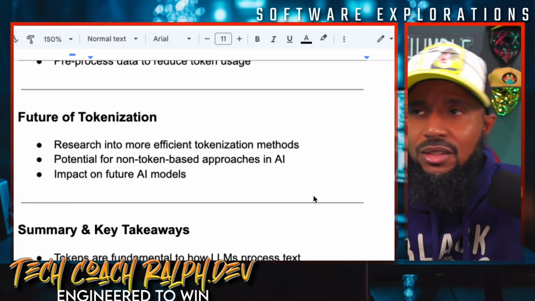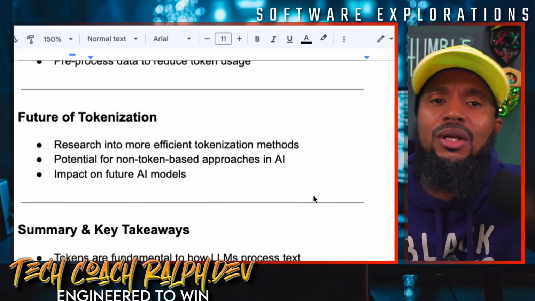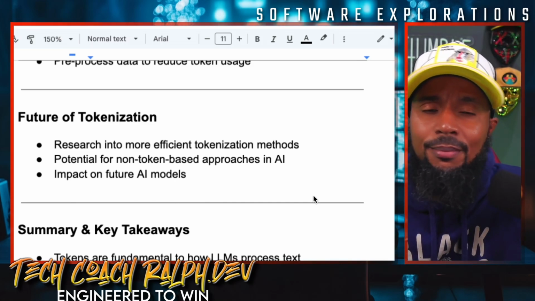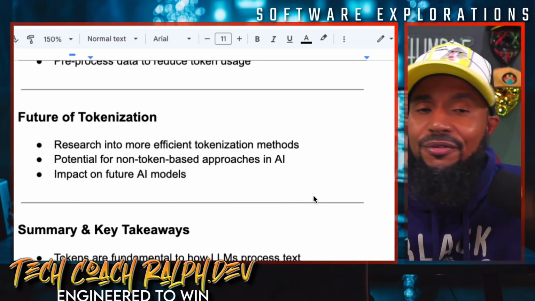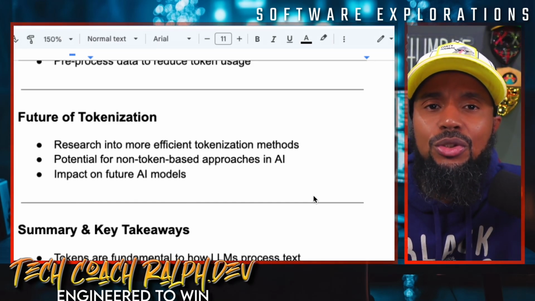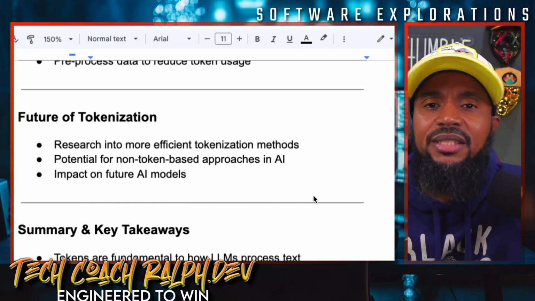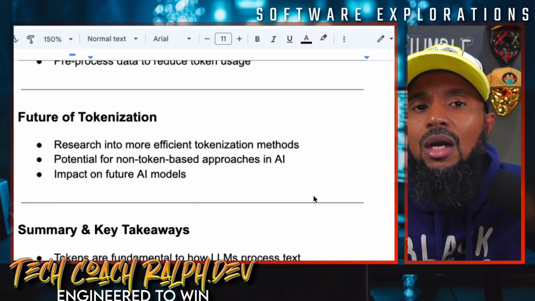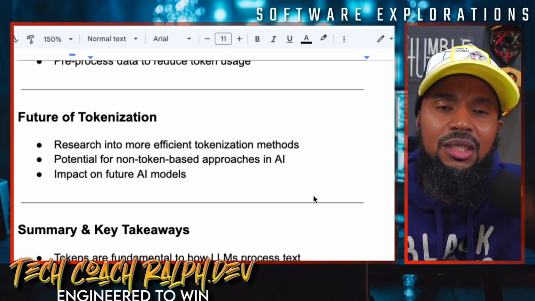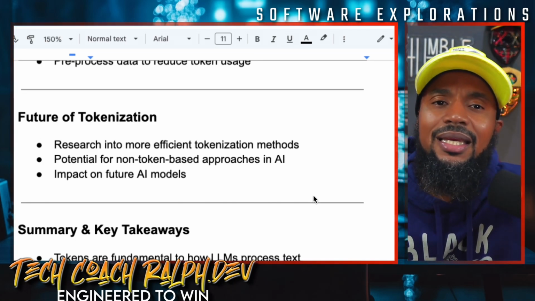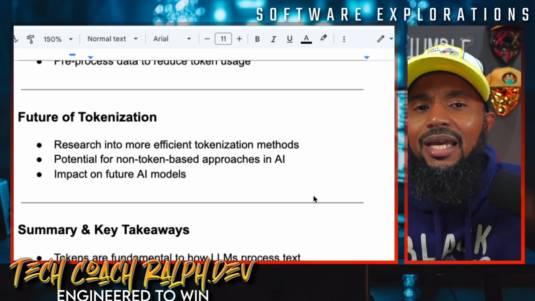I'm not going to do it right now, just not to have this run forever, but we're going to be researching more into efficient tokenization methods as we progress through our course in the morning, on Monday and Wednesday mornings. Maybe in the future we add an additional day. And then we're going to be looking into the potential for non-token based AI approaches. That looks like where we're headed, but that's definitely something that we're going to keep an eye on as well. And we're going to be looking into the future of tokenization, the impact on future AI models.